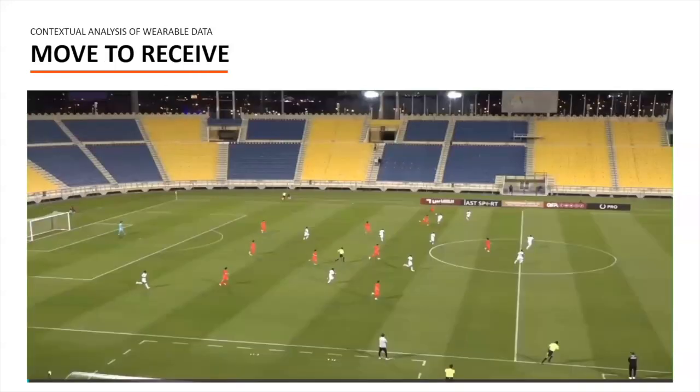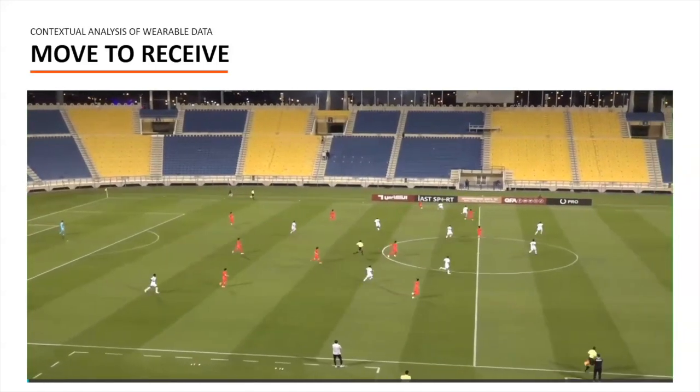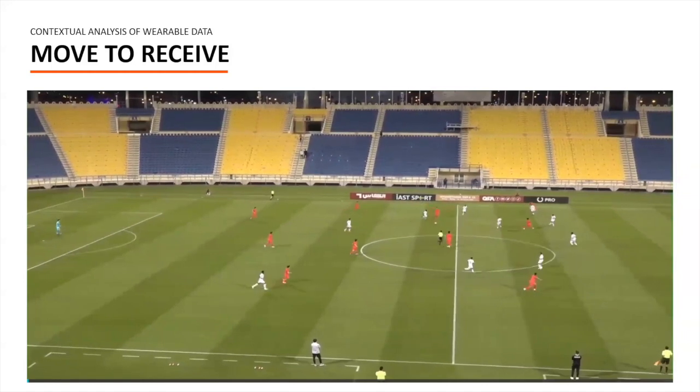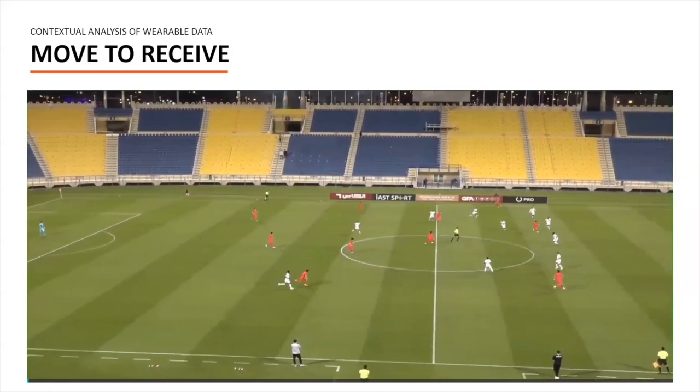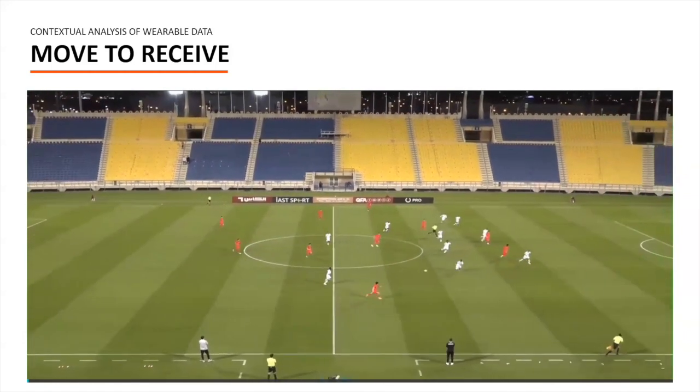Then this is the move to receive sprint that player A has done the second most. When the ball was being switched from the left side, he sprinted toward the empty area like this.